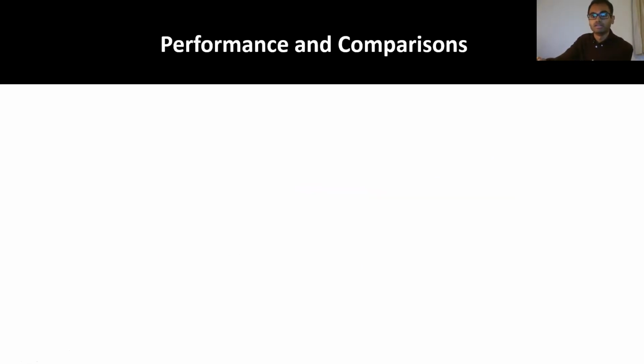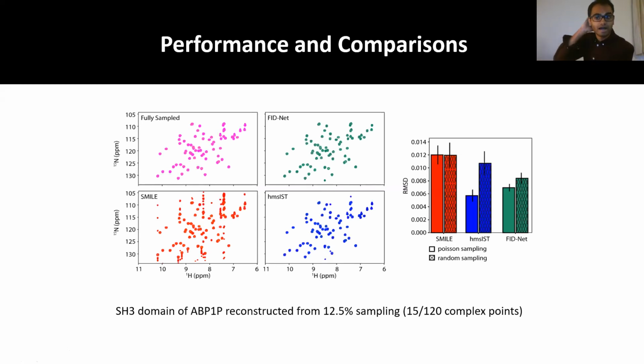What we find is it's really good at reconstructing very sparse data, so situations where other programs may struggle, and it's quite good when your data is slightly noisy as well, and it's also very tolerant to the kind of sampling schedule that you use. So this is a reconstruction of ABP1P, which is an HSQC. We're reconstructing it from 15 points out of 120. So you're getting this spectrum in an eighth of the time.